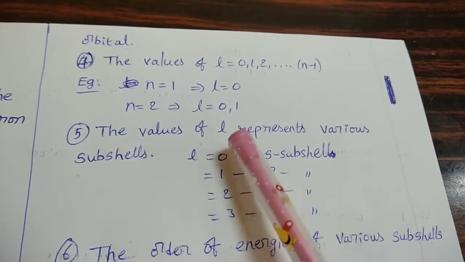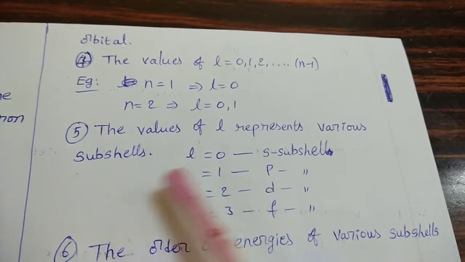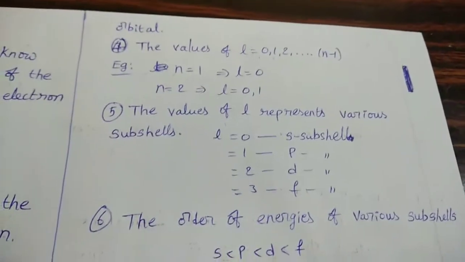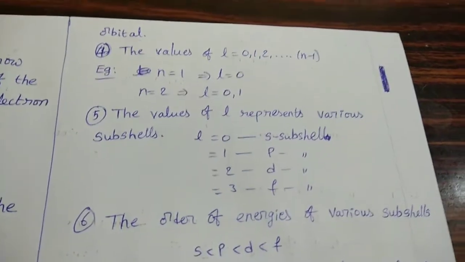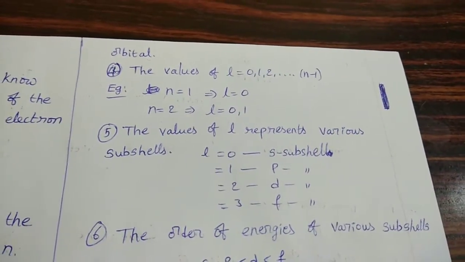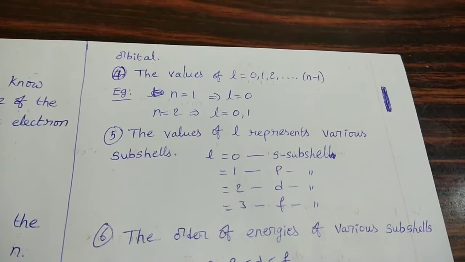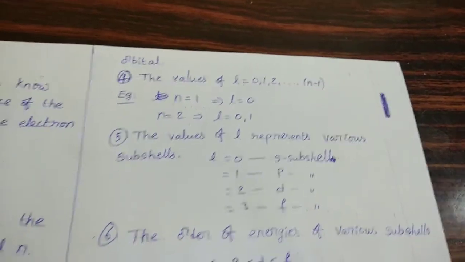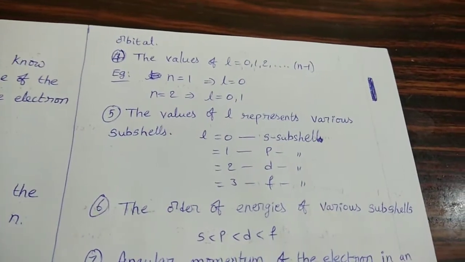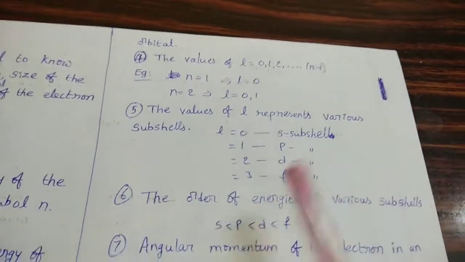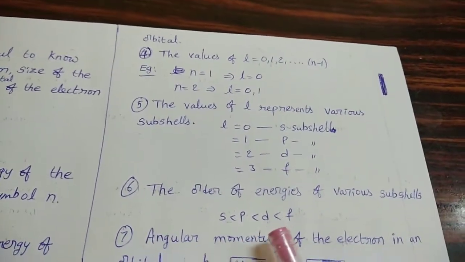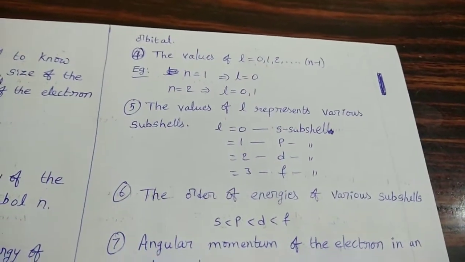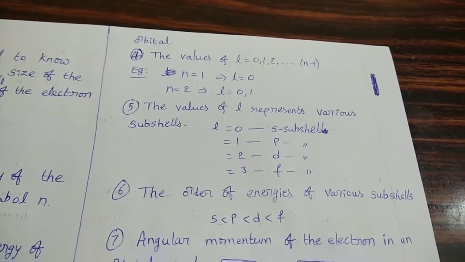The values of l represent various subshells. l equal to 0 is s subshell, 1 is p subshell, 2 is d, 3 is f subshell. In this way, based upon azimuthal quantum number values, we can understand what is the subshell present in that particular case. The order of energies of various subshells: s less than p, less than d, less than f. s subshell energy is less, f subshell energy is more.